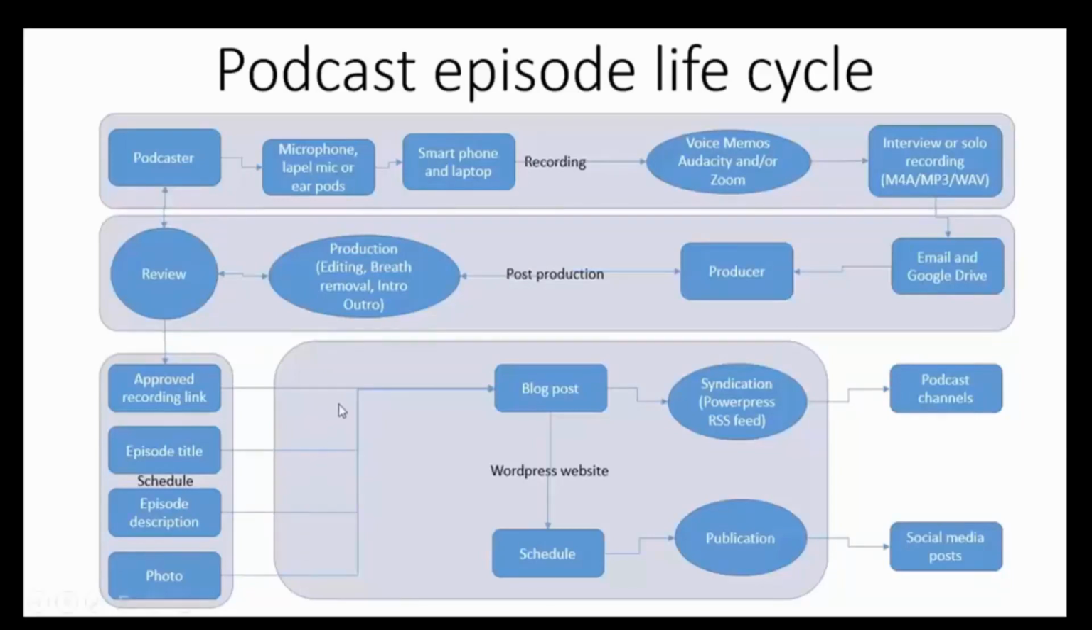So all four of those elements are combined together inside a blog post, which is done in a WordPress website. The post will be scheduled to appear on a certain date and time. The key document in all of this is called an RSS feed, which stands for Really Simple Syndication. Podcast channels include Apple Podcasts, Stitcher, Google Play, so there are quite a few of them. It will then automatically produce a social media post in both LinkedIn and Facebook.